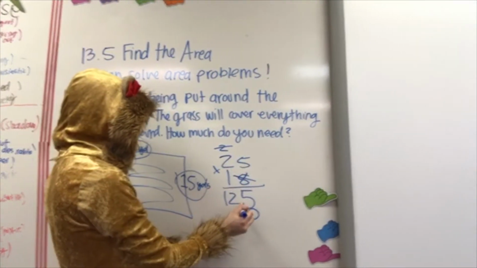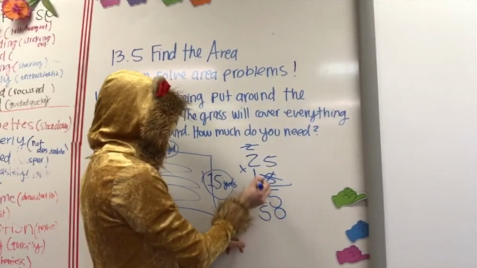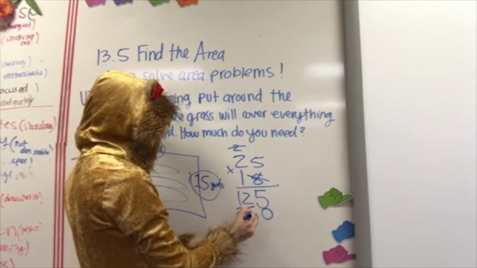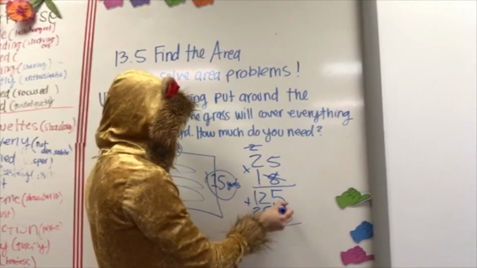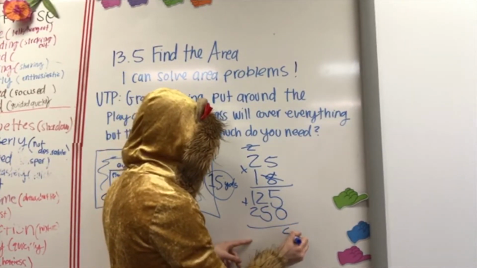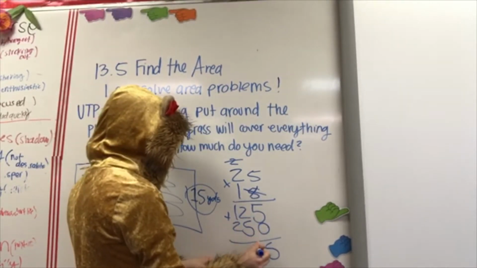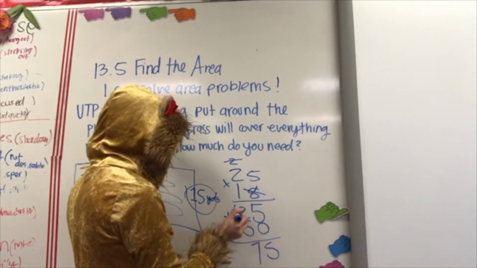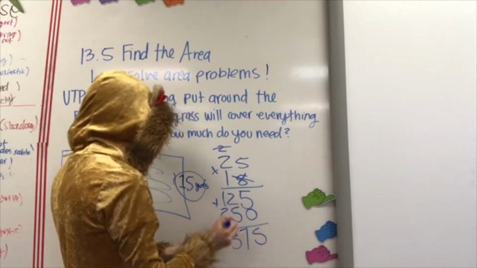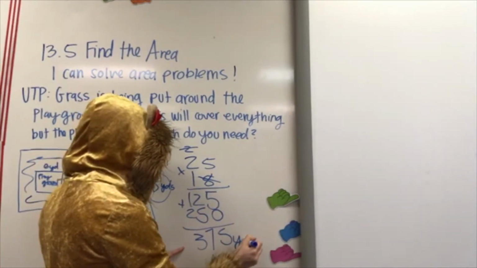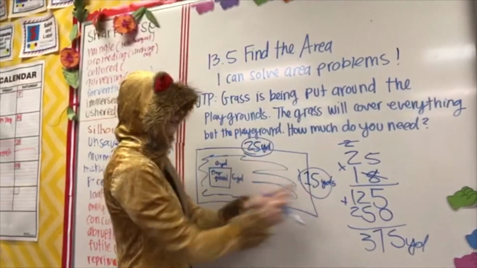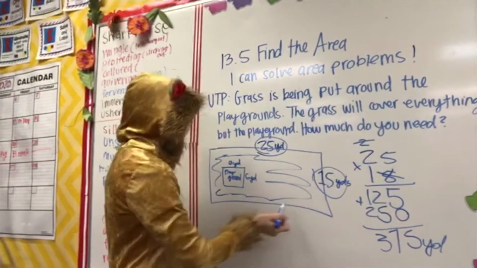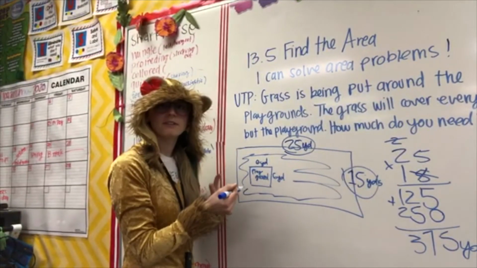All right, now let's focus on the 1. 1 times 5 is 5. 1 times 2 is 2. All right, remember, we still have to add these numbers up. 5 plus 0 is 5. 2 plus 5 is 7. And 2 plus 1 is 3. So this is 375 yards. Okay, so we did 25 times 15 and got 375. So this whole area is 375.